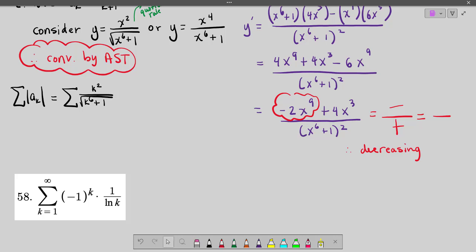What is the nature of this? Like if we get rid of this little plus insignificant 1, what's the square root of k to the 6? K cubed. What is k squared over k cubed reduced to? 1 over k. Right? K squared over k cubed. So the nature of this is going to be harmonic. So we're going to use the comparison test, and we're going to choose b sub k to be 1 over k, and this diverges because it's the harmonic.